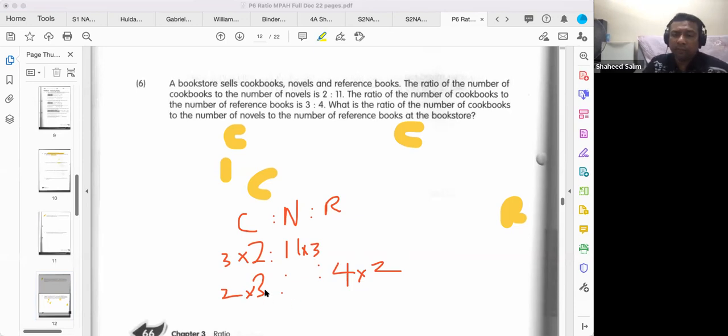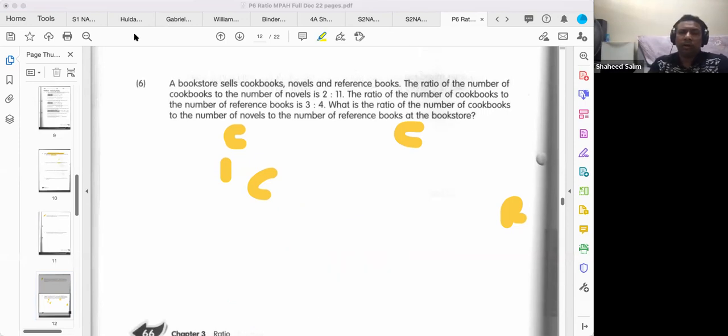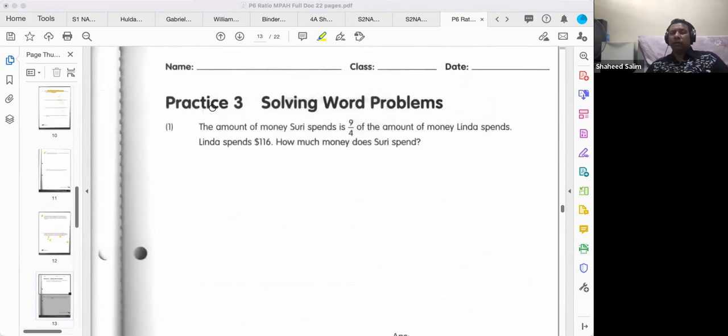Now you get it. 3 times 2, 6. 2 times 3, 6. 11 times 3, 33. 4 times 2, 6. You get it? Try, okay? Can you try this one?